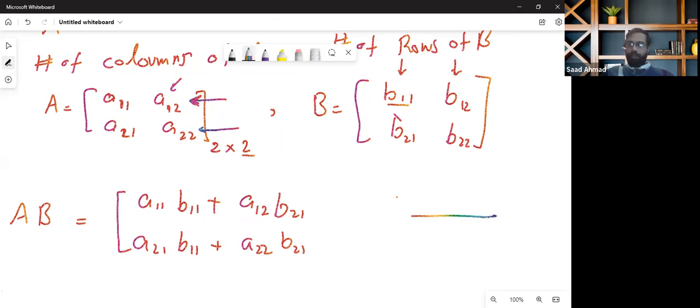So A11 times B12. This one will go here. First one will go there times there. And then the second one plus the second entry, which is A12, times this second entry here, which is B22.